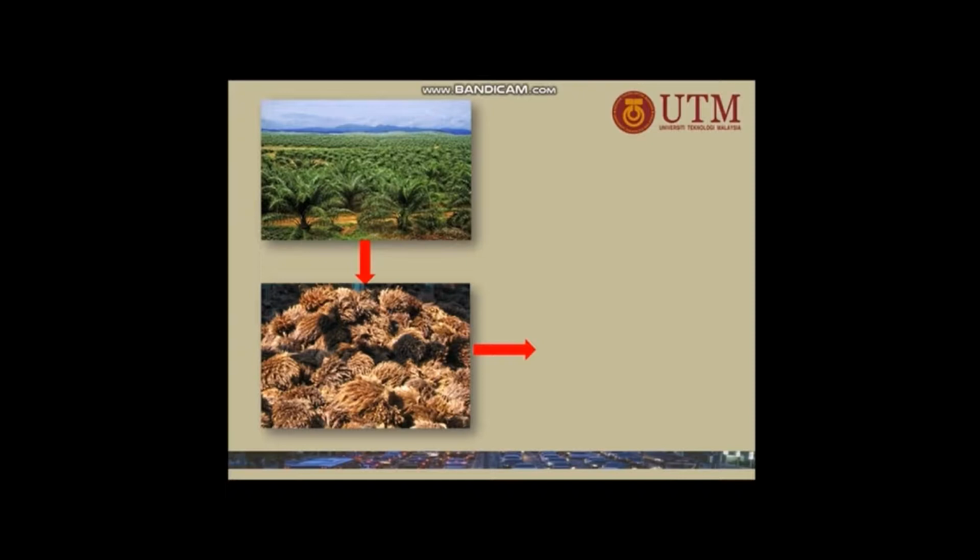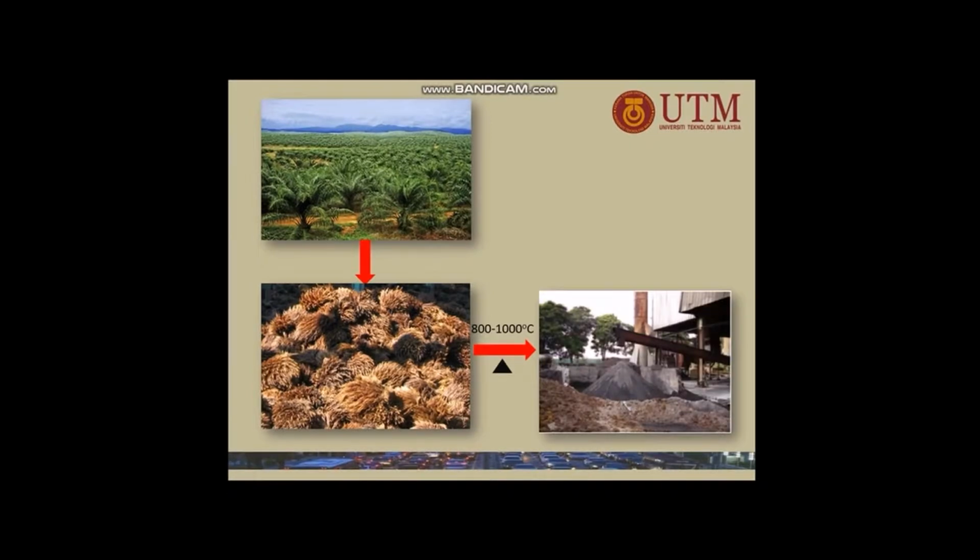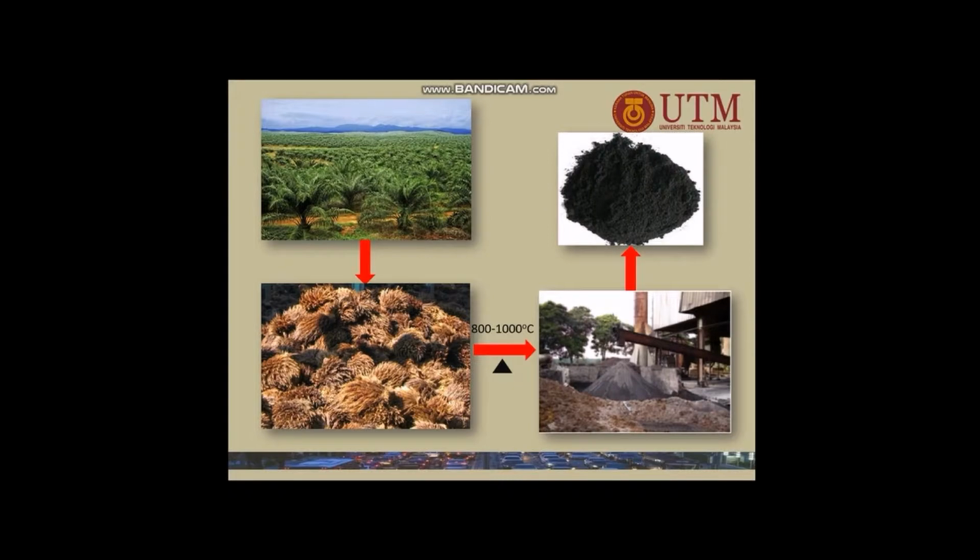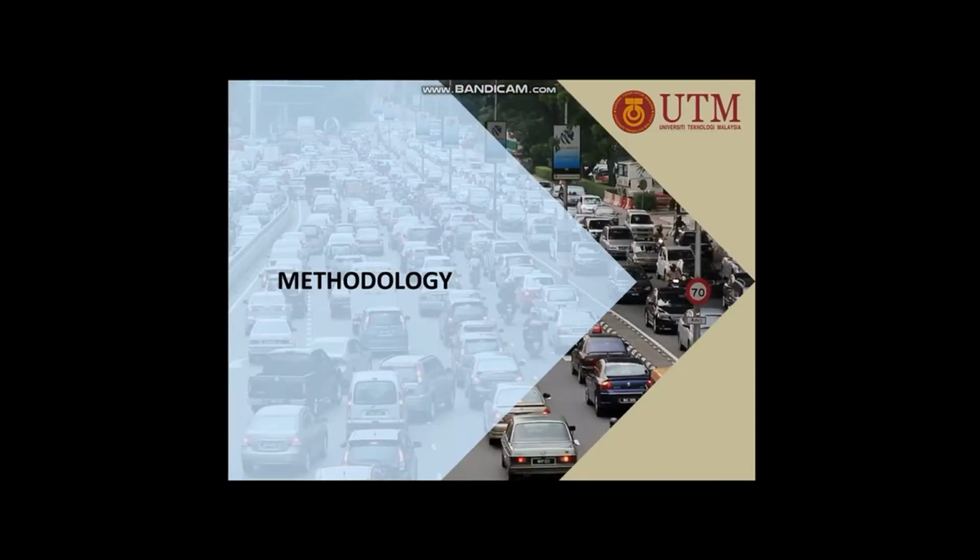So, what is POFA actually? POFA is an ash resulting from burning of palm oil residue in the palm oil mill. The residue is burned at 800 to 1000 degrees Celsius to generate electricity for use in the mill. Raw POFA has irregular shape, large particle size, and is grayish in color. If we grind the POFA, the particle size will reduce and the fineness increase, and the color will turn to dark gray. So now let's take a look at the methodology.